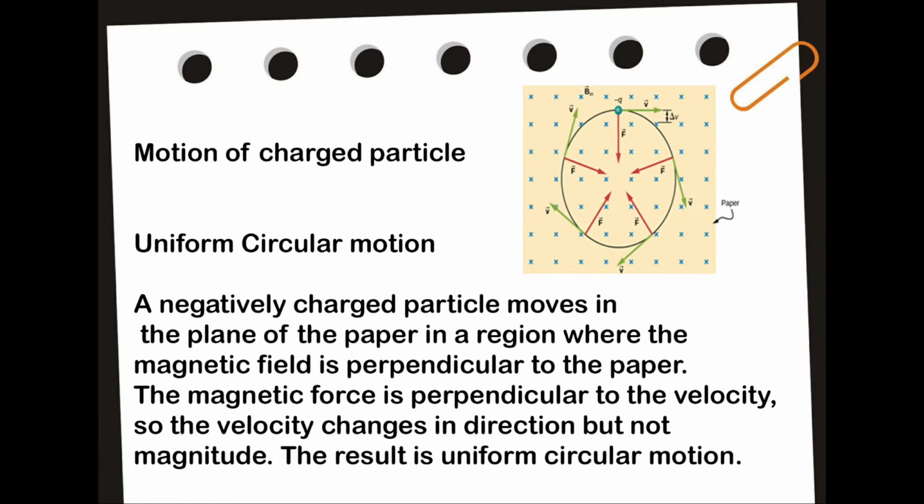Motion of a charged particle. Uniform circular motion. A negatively charged particle moves in the plane of the paper in a region where the magnetic field is perpendicular to the paper. The magnetic force is perpendicular to the velocity, so the velocity changes in direction, but not magnitude. The result is uniform circular motion.